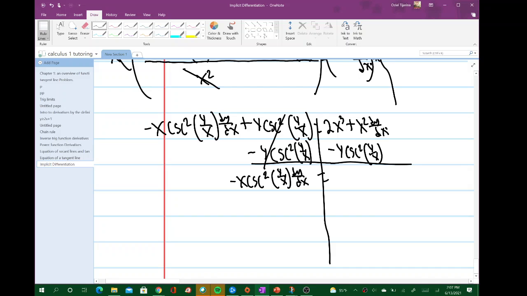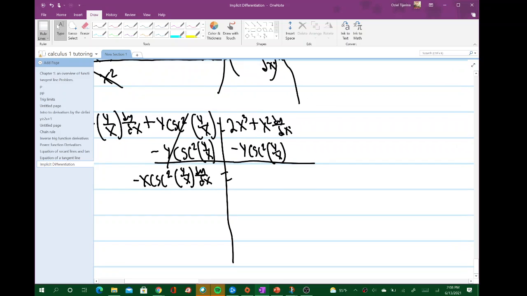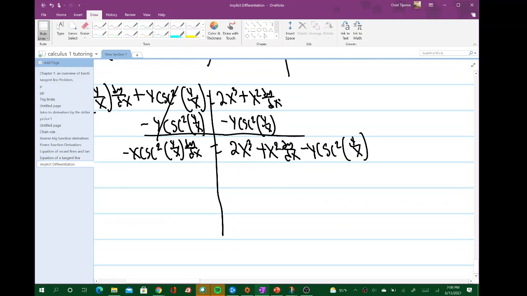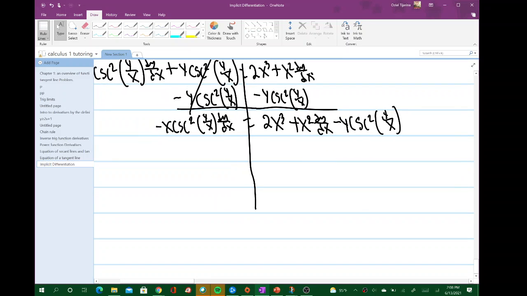It's going to equal to 2x cubed plus x squared dy dx minus y cosecant squared of y over x. Excuse me. It's a lot. So from there, you're just going to go ahead and subtract both sides by x squared dy dx.